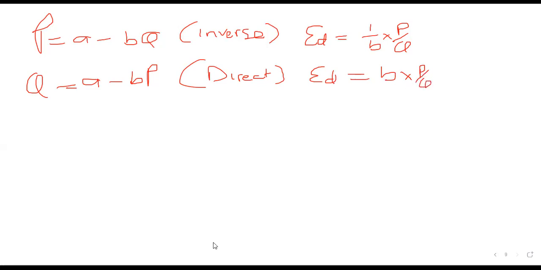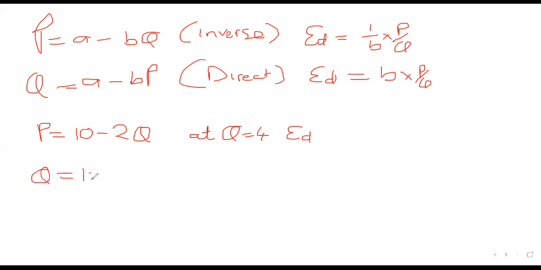All right. So we're given the demand function as what? 10 minus 2Q. You're told at Q is equal to 4, find elasticity of demand. You're also given the demand function in terms of Q as 100 minus 0.5 P. At P is equal to 10, find elasticity of demand and comment.